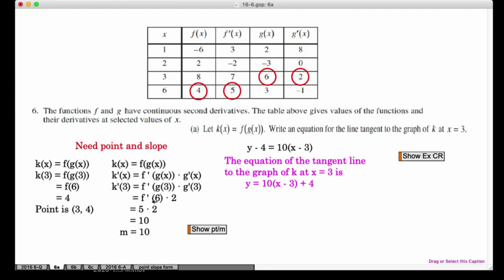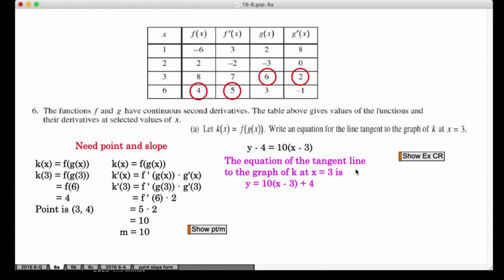So now we got to look for f prime of 6. f prime of 6 is 5. So we have 5 times 2 is 10, so the slope is 10. Okay, so the equation of the line, I'm using point slope form, is y minus the y value, 4, equals the slope times x minus the x value, which is 3.